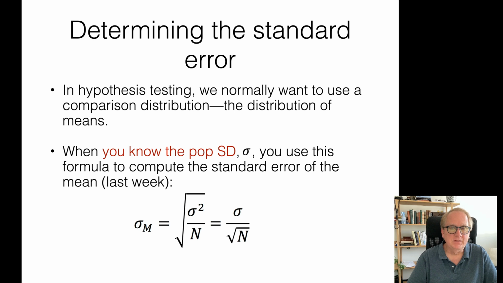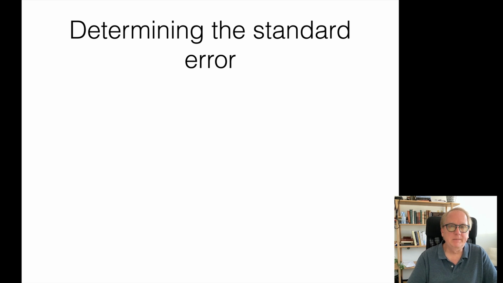Now, when you know the population standard deviation, sigma, then you can use the formula that we covered last week to compute the standard error of the mean. So that's the formula that I showed you last week. If I want to get the standard error of the mean and I know the population standard deviation, I can take it and divide it by the square root of n. I can also, by the way, if I have the population variance, sigma squared, put that into the formula, take that over n, and then take the whole thing under a radical, and I get the same thing. So either way, if I have the population variance or the population standard deviation, I can get my standard error of the mean.